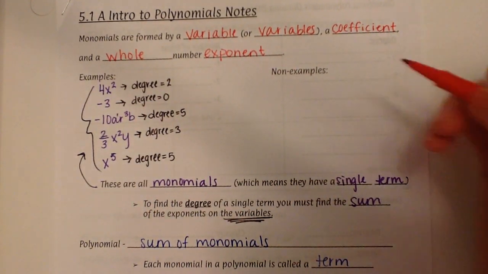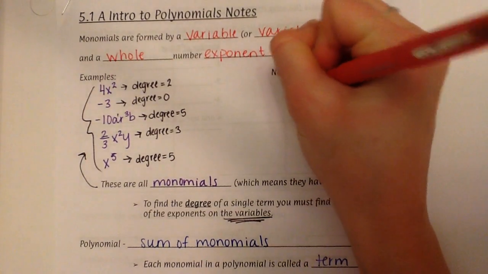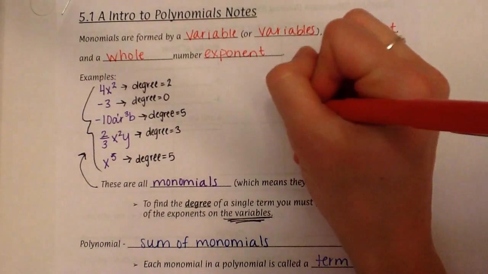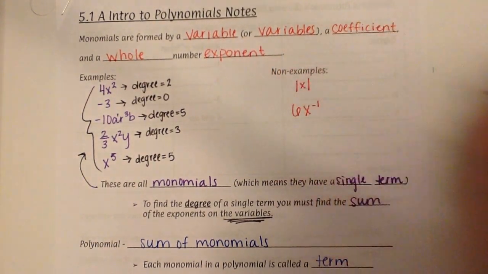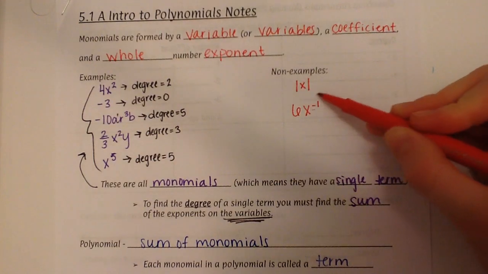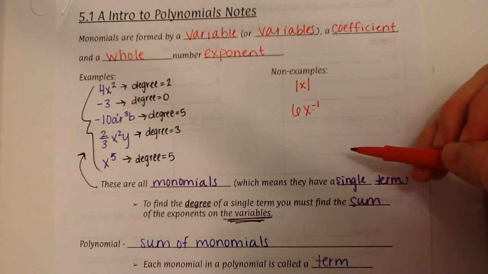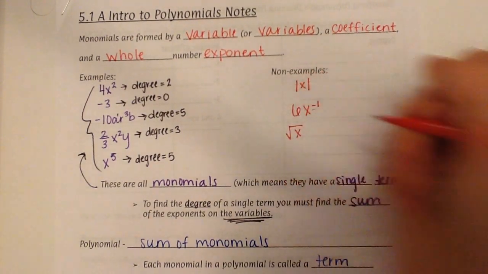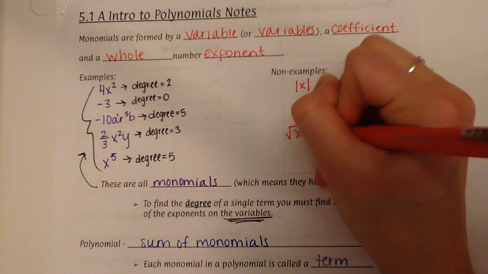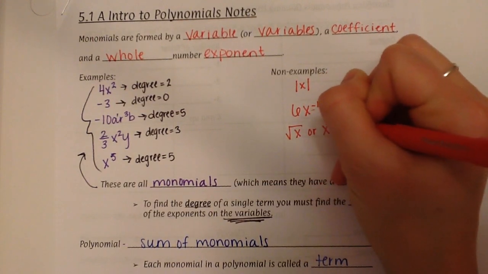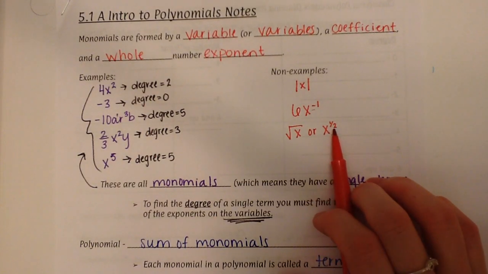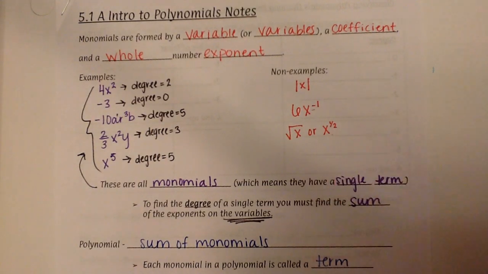For non-examples of monomials, we could have the absolute value of x. We could have 6x to the -1. Well, -1 is not a whole number, so that would not be a monomial. We could have the square root of x, which is also the same thing as x to the 1/2. Well, 1/2 is not a whole number exponent, so that is not a monomial.